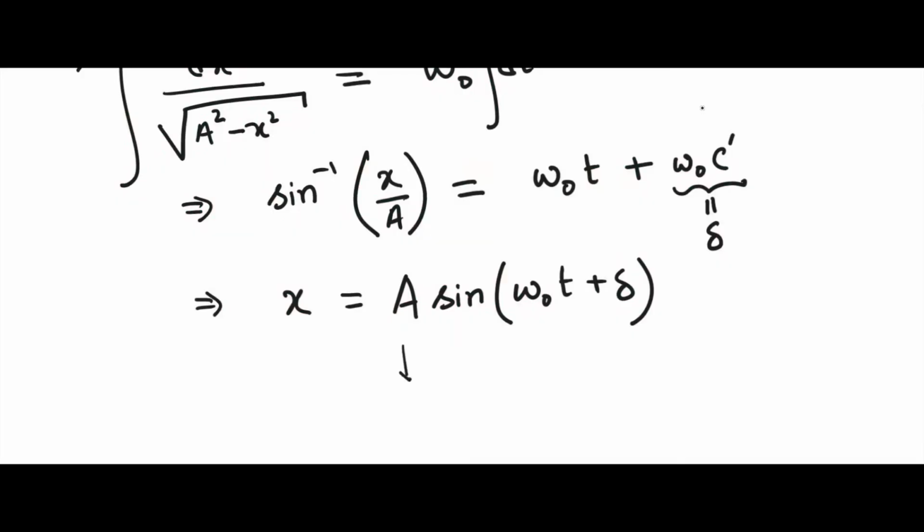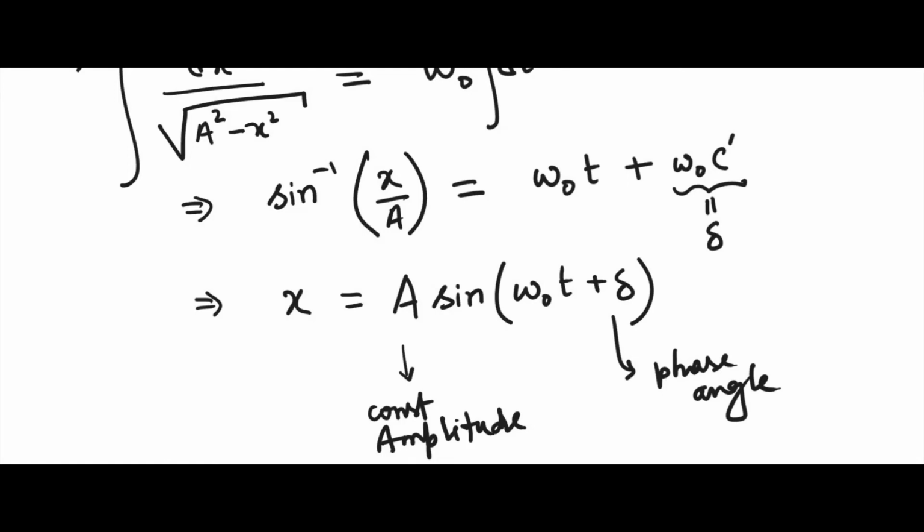Notice there are two constants. This constant is called the amplitude of the oscillation, and this constant is called the phase angle of the oscillation. So the solution is a sinusoidal solution. There are two integral constants involved in the solution because we differentiated twice in order to get to the solution.